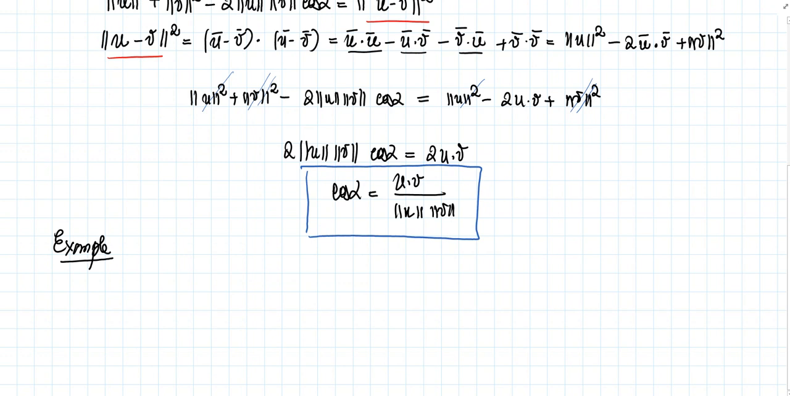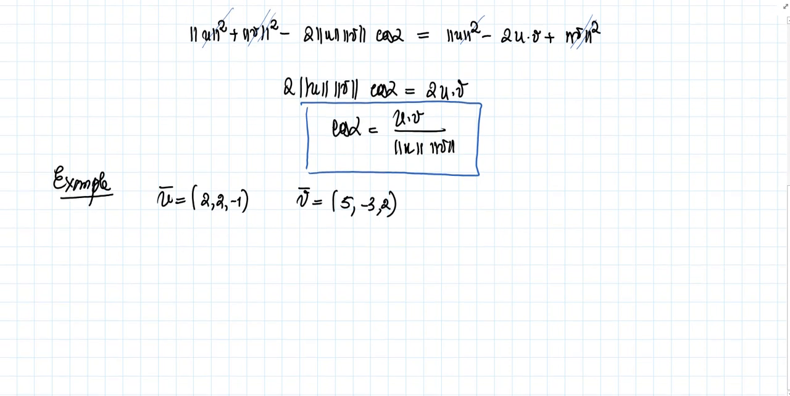So let's say we're given a vector u with the components t, t minus 1, and vector v has the components 5, minus 3, and 2. So we need to find the angle between these two vectors. In order to do this, we're going to use this formula.